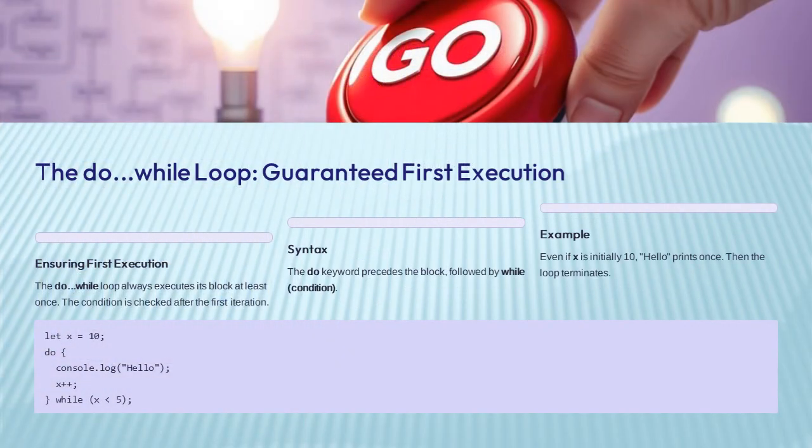Next up is the do while loop, which is similar to while, but it always runs at least once even if the condition is false. It ensures first execution. The do while loop always executes its block at least once. The condition is checked after the first iteration. Syntax: the do keyword precedes the block, followed by while. Example: even if x is initially 10, hello prints once, then the loop terminates.